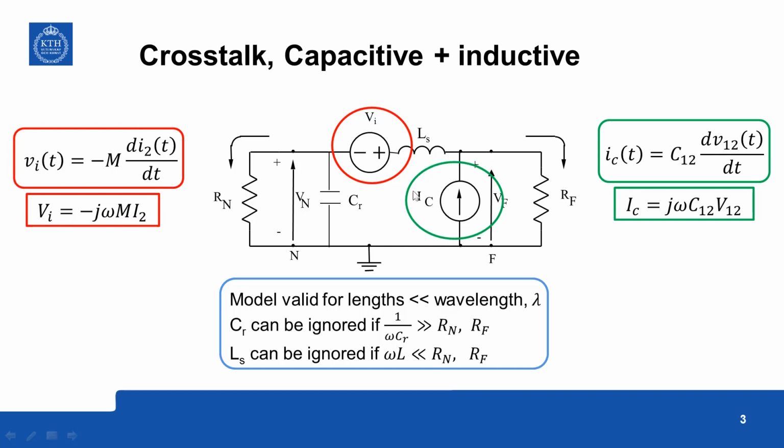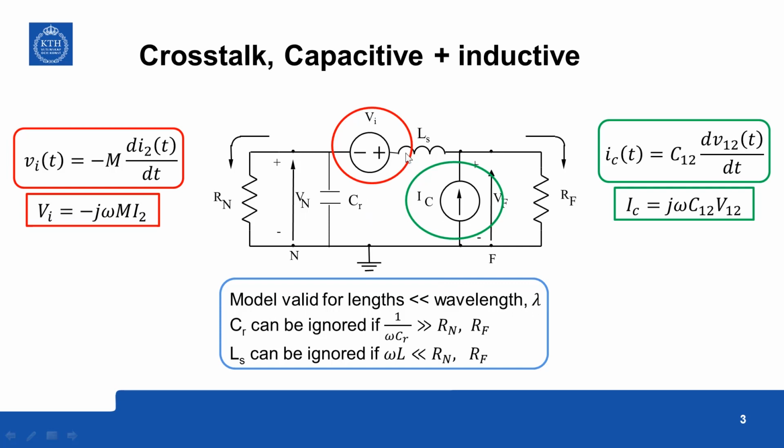Similarly, for the capacitive coupling part, the source IC is given by C12 dV2 by dt, where C12 is the coupling capacitance between the victim circuit and the source circuit, and V2 is the voltage of the source circuit. Again, this current is independent of the victim circuit over here. So in frequency domain, IC equals j omega C12 V2.